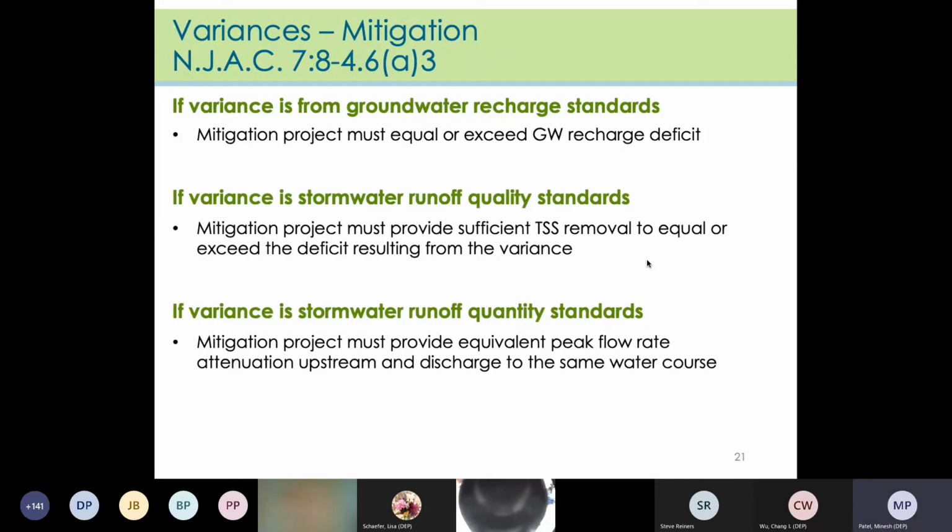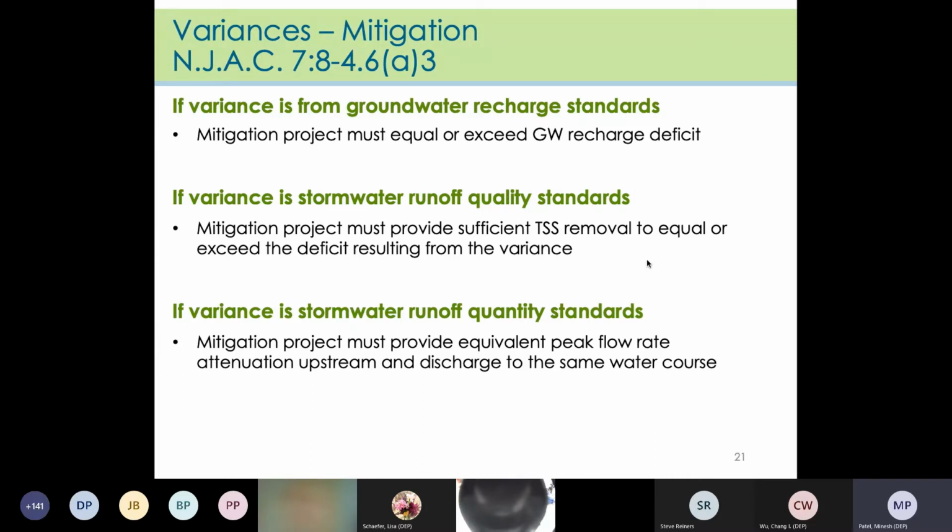Variances from the other standards are as shown on this slide. If a variance is from groundwater recharge standards, the mitigation project must equal or exceed the groundwater recharge deficit. If a variance is for stormwater runoff quality standards, the mitigation project must provide sufficient TSS removal to equal or exceed the deficit resulting from the variance. Or if the variance is for stormwater runoff quantity standards, the mitigation project must provide equivalent peak flow rate attenuation upstream and discharge to the same water course.